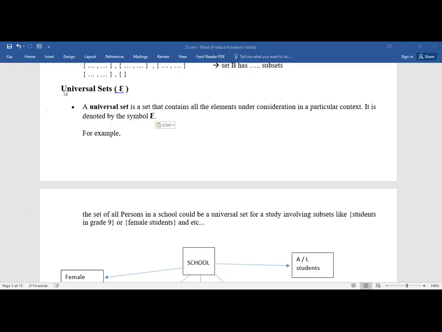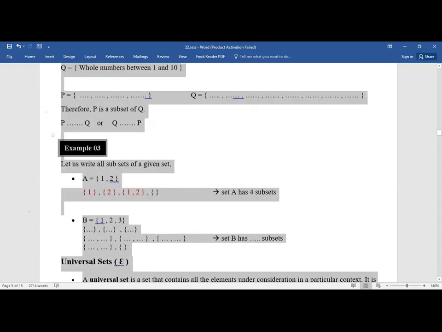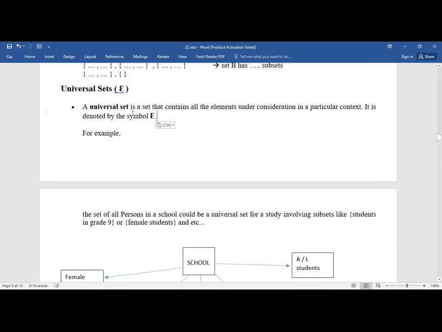Right? So this is the universal set. This is called phi. A universal set is a set that contains all the elements under consideration in a particular context. It is denoted by the symbol phi. So this is a special mark. Right? If you finish this one now, I am going to explain what is a universal set.